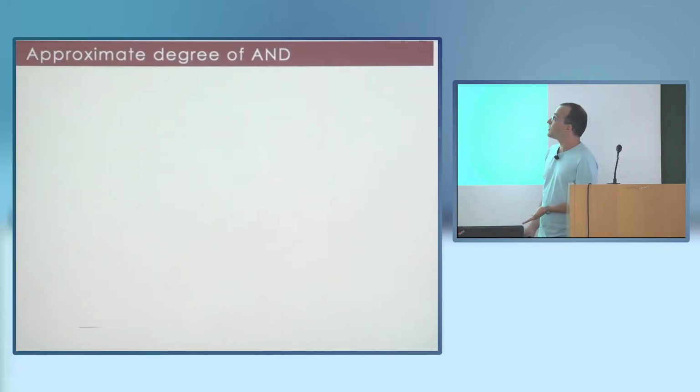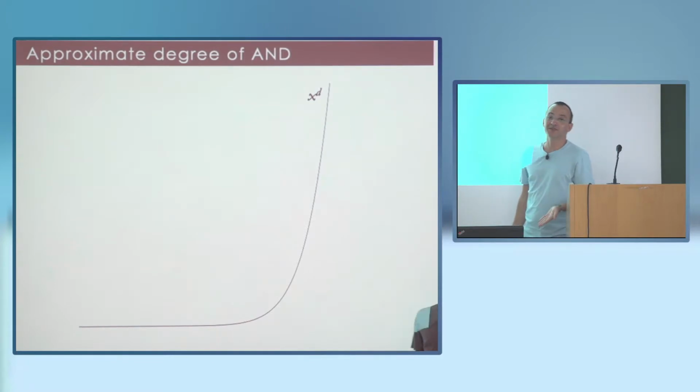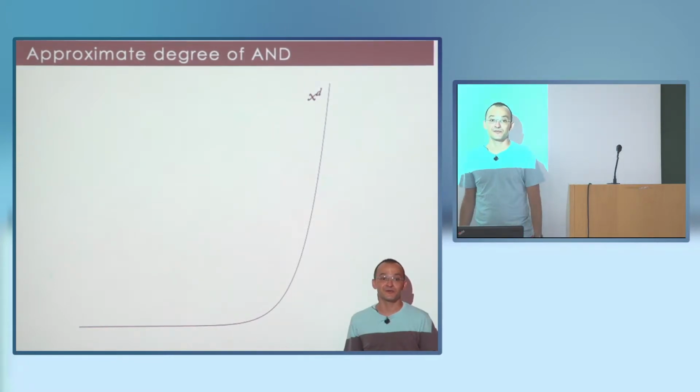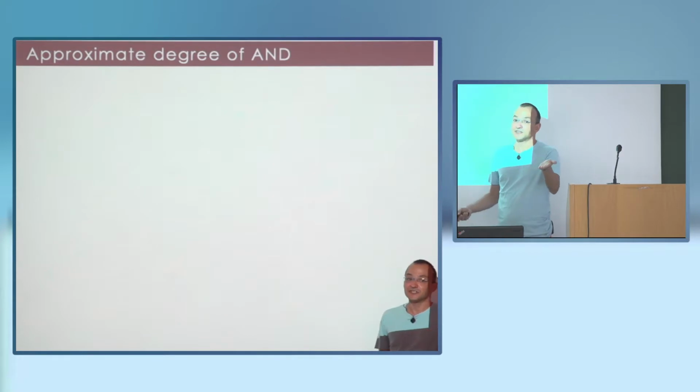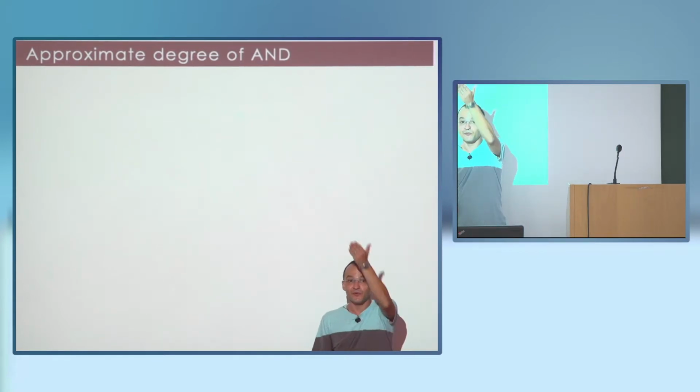So what about the AND function? Well, this was the first function that was studied for approximate degree. How do I prove to you that the AND function cannot be approximated by a low-degree polynomial? Let's see how the AND function can be approximated by a low-degree polynomial. Well, the AND function is very symmetric. It's 0 everywhere and then 1 somewhere.